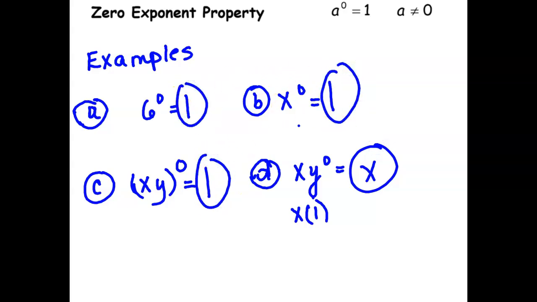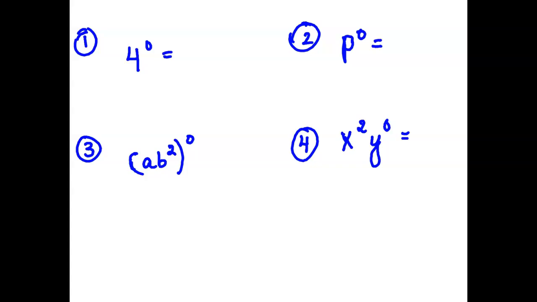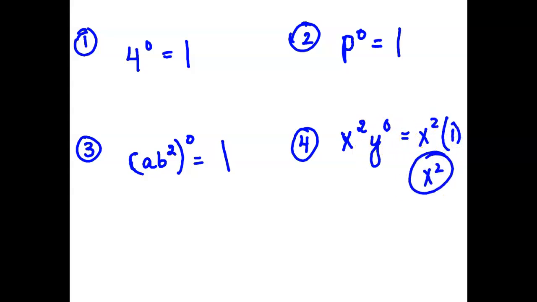So pause the video here, write down the 4 problems, and now give it a try. All right, when you come back, you should have 4 to the 0 is 1, p to the 0 is 1, ab squared to the 0 power is 1, and x squared times y to the 0, so x squared times 1 would just be x squared.